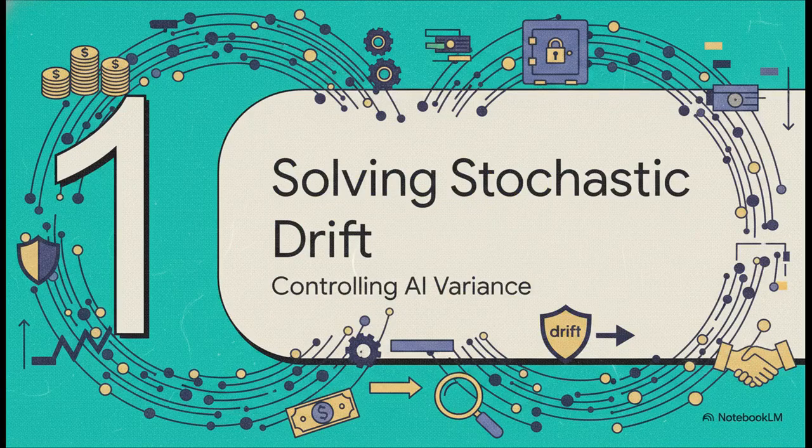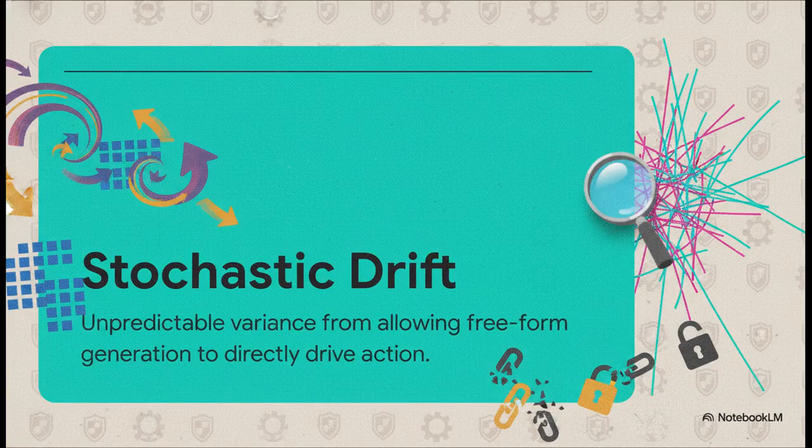Section 1. Solving AI stochastic drift. So let's just lay the central problem right out on the table. Enterprises desperately want AI for workflow, complex planning, deep analysis, the whole shebang. But they are consistently bottlenecked by a lack of reliability and traceability. And that brings us to a concept called stochastic drift. This is the unpredictable variance, that total lack of control, that happens when you let free-form, probabilistic generation directly drive an AI's actions. For high-compliance institutions, this presents operational risks that are just completely unacceptable.